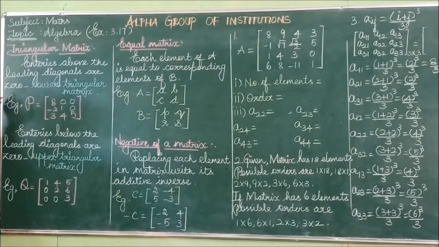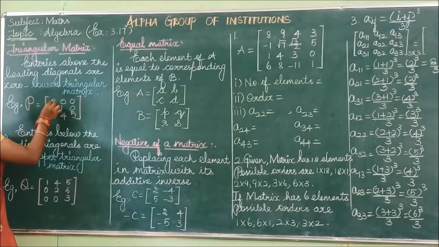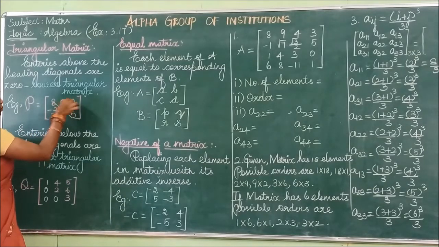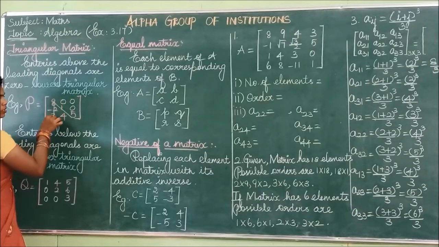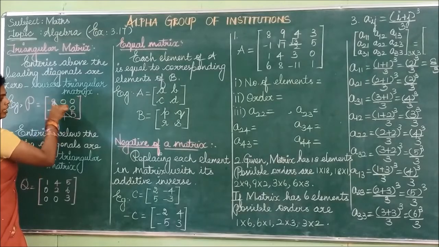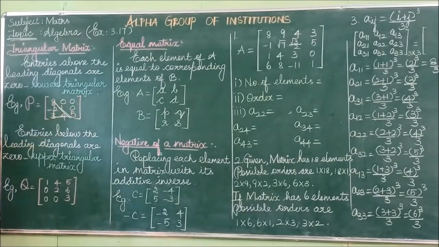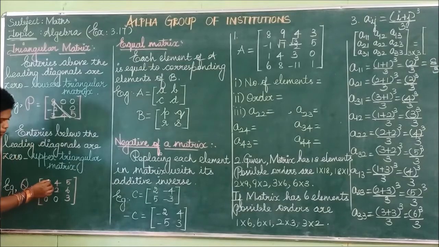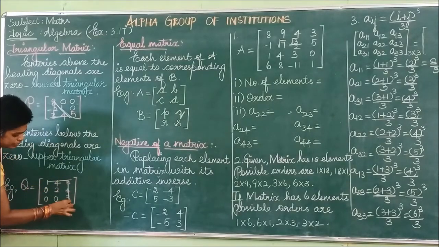So listen here, the entries above the leading diagonal are 0. This is called a triangle. When the entries above the diagonal are 0, it is called a lower triangular matrix. When the entries below the leading diagonal are 0, it is called an upper triangular matrix.